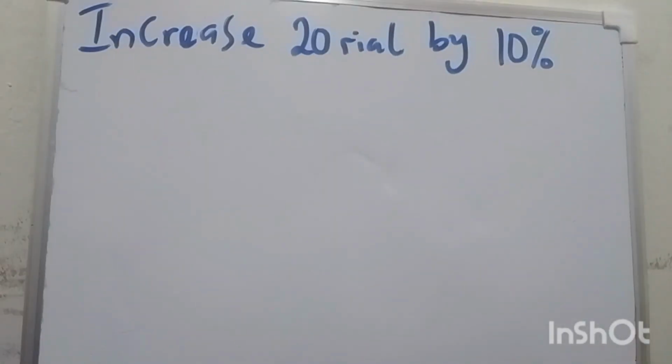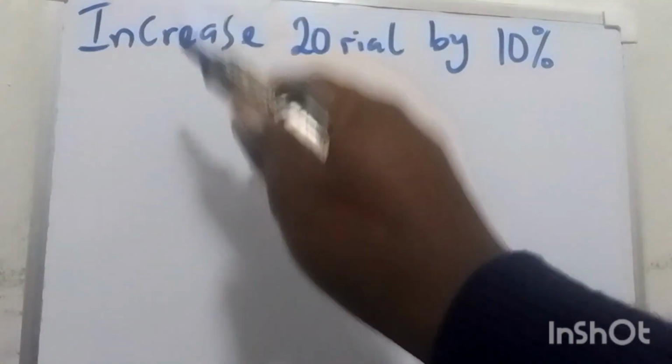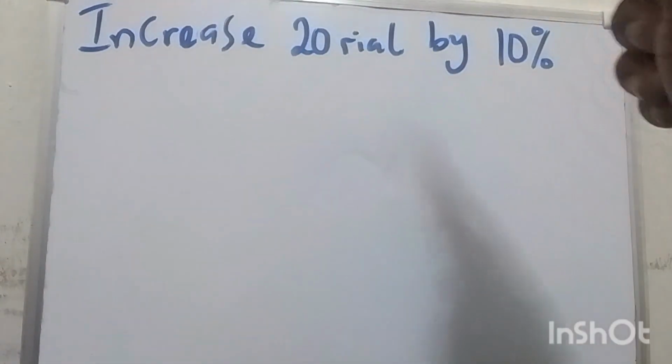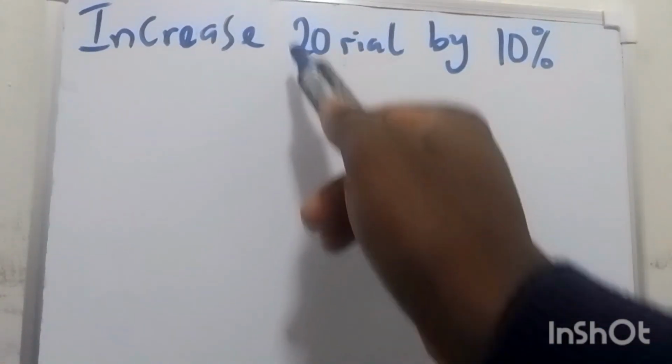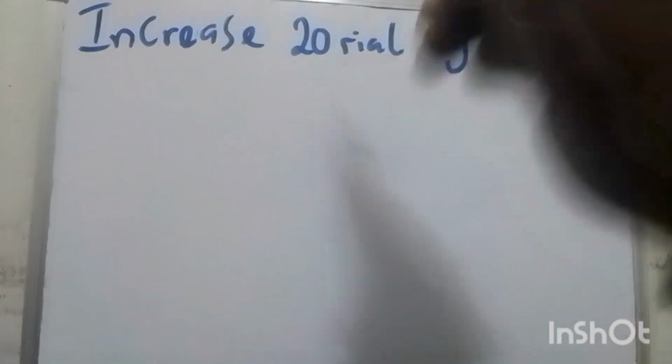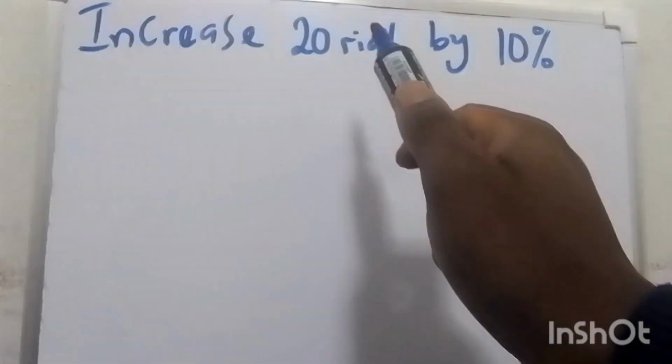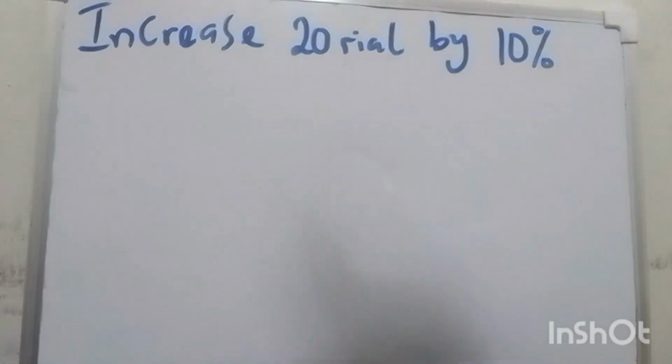Alright, we have this question. It's another type of question in percentage, where we deal with percentage increase and percentage decrease. This question says we should increase 20 real by 10%. It can be in any quantity, it doesn't have to be real every time. It can be $20, 20 dirham, 20 naira, maybe 20 mangoes, any quantity. I'm just using real as an example. So increase 20 real by 10%.